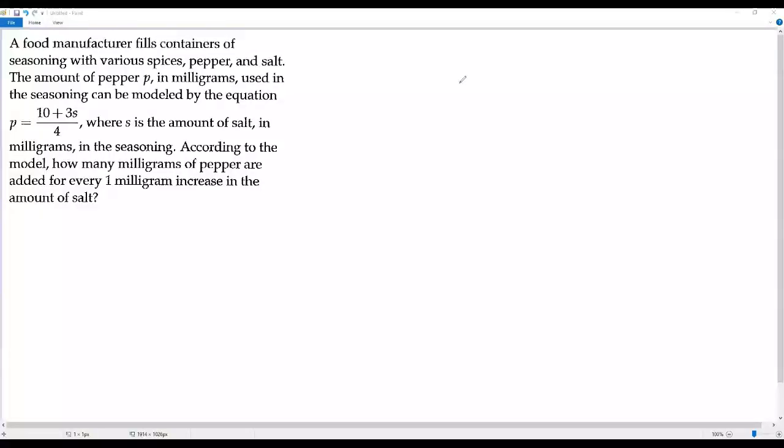Here we have an SAT math question on interpreting linear models. Okay, let's go over the question.